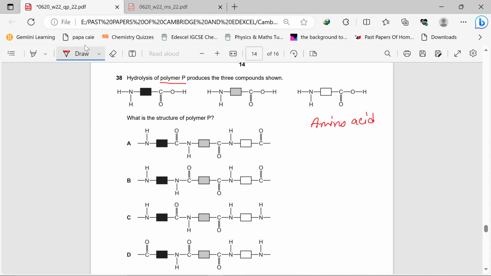Because we have amino acid, the structure of amino acid is like this. We have carboxylic acid on one side of the carbon. We have NH2 on another side. We have hydrogen on one side, and we have an alkyl group, a differing alkyl group, on another side. So this is basically true for all amino acids. What is the structure of the polymer?